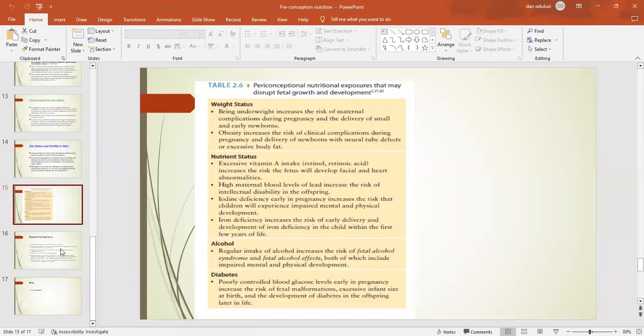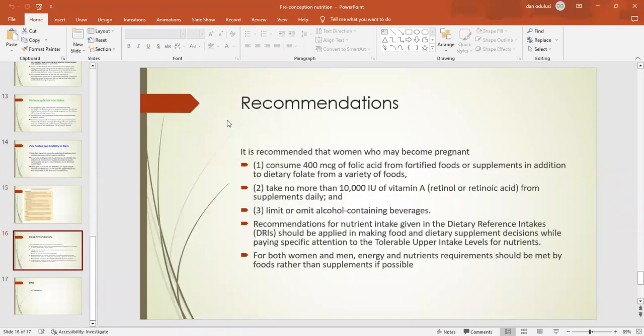So lastly, what are our recommendations for today? For the preconception period, for preconception nutrition of the individuals, both the male and female, it is recommended that women who may become pregnant consume up to 400 micrograms of folic acid from fortified foods or supplements in addition to dietary folate from a variety of foods.